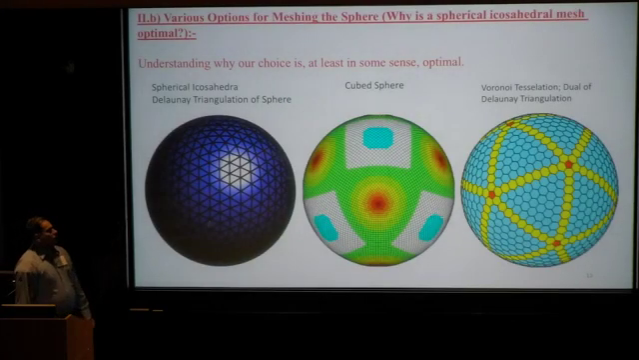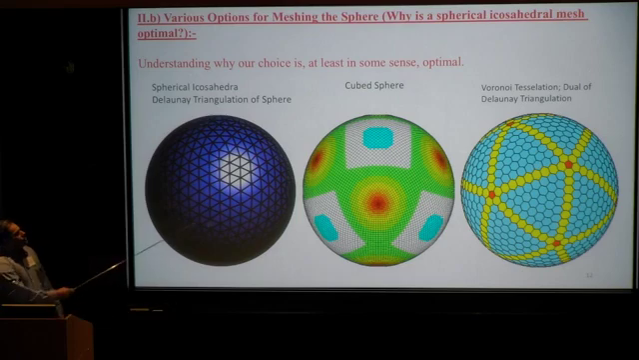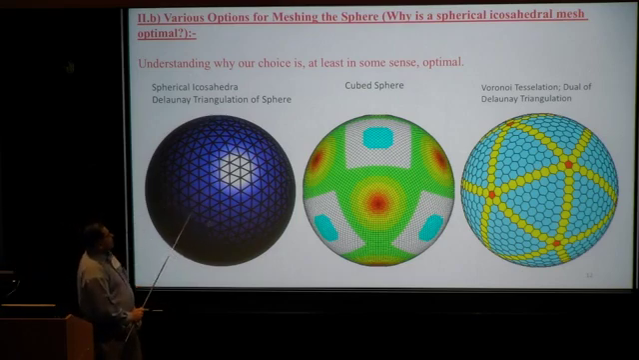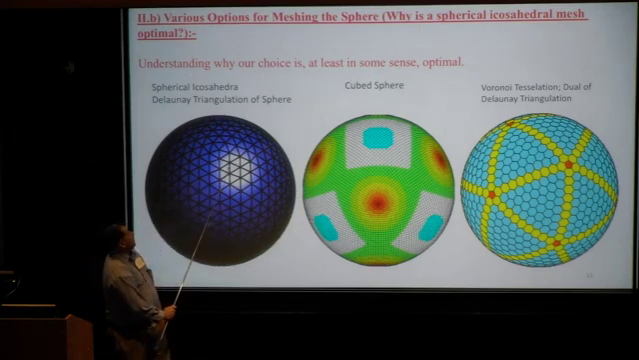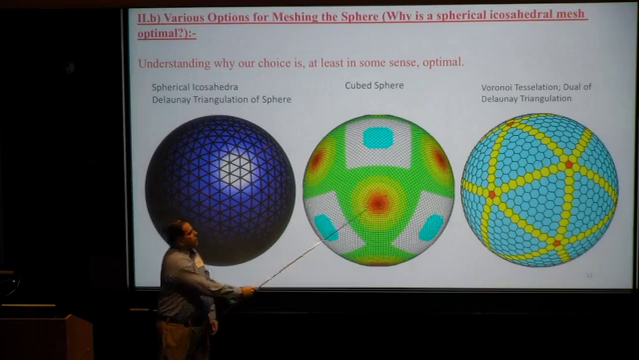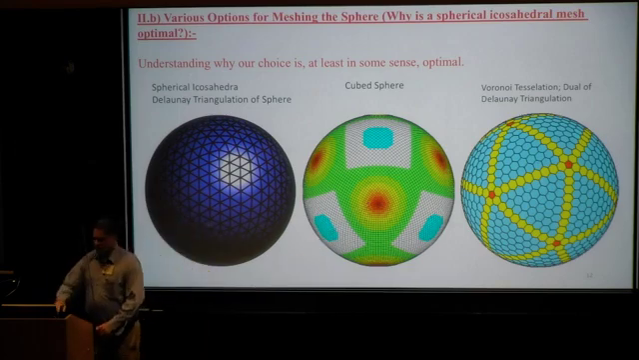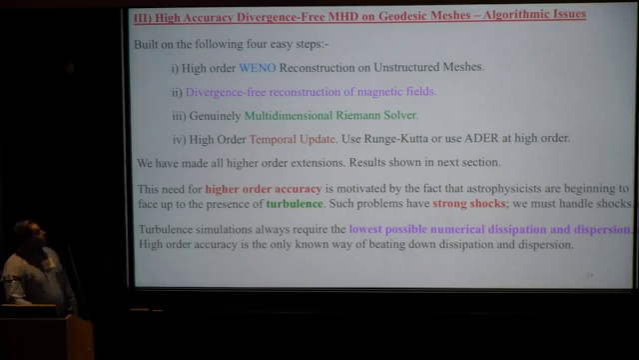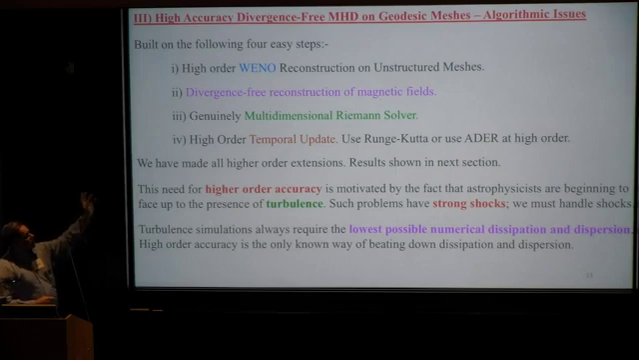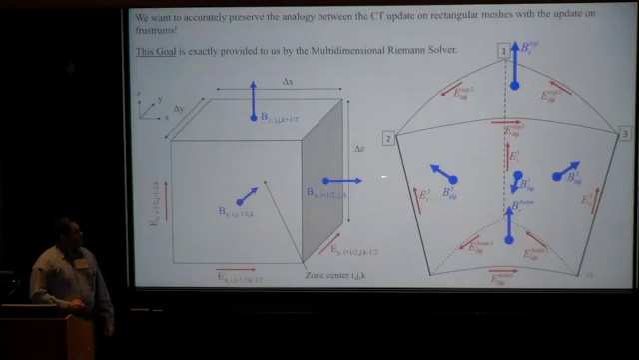But let me for 1 second explain why we chose to go with a spherical icosahedron. That shows, and you see out here that the mesh is most isotropic for this situation compared to this and this other situation. So with that, let me go ahead and further talk about the algorithm. The algorithm is essentially based on higher order reconstruction, divergence-free reconstruction of magnetic fields, multidimensional Riemann solvers, and temporal update. Of course, that's a lot of technology.